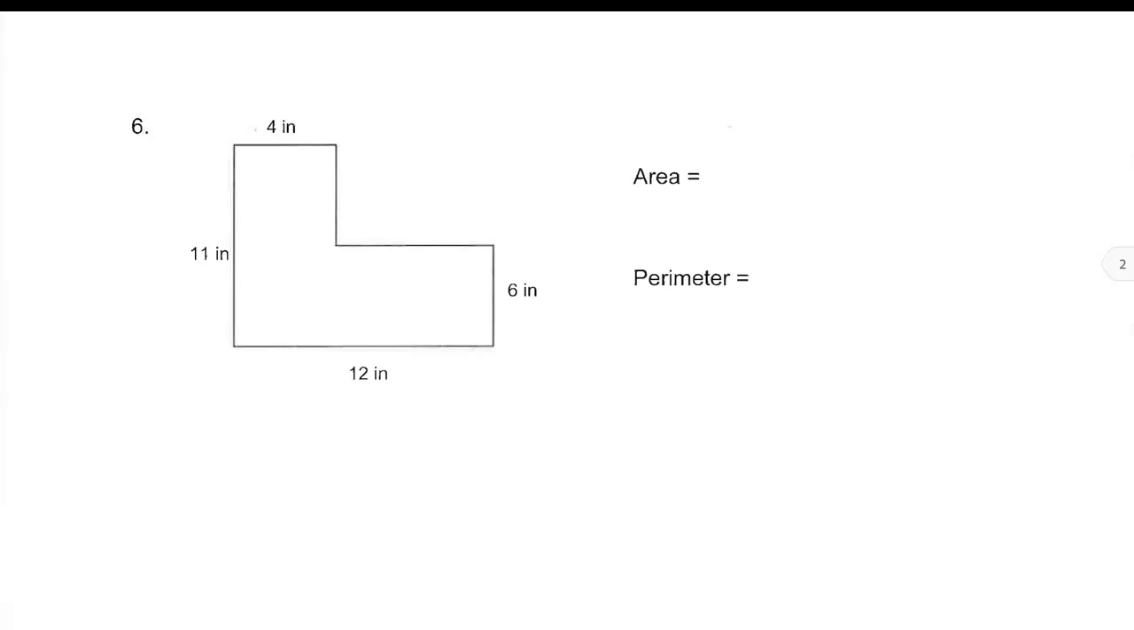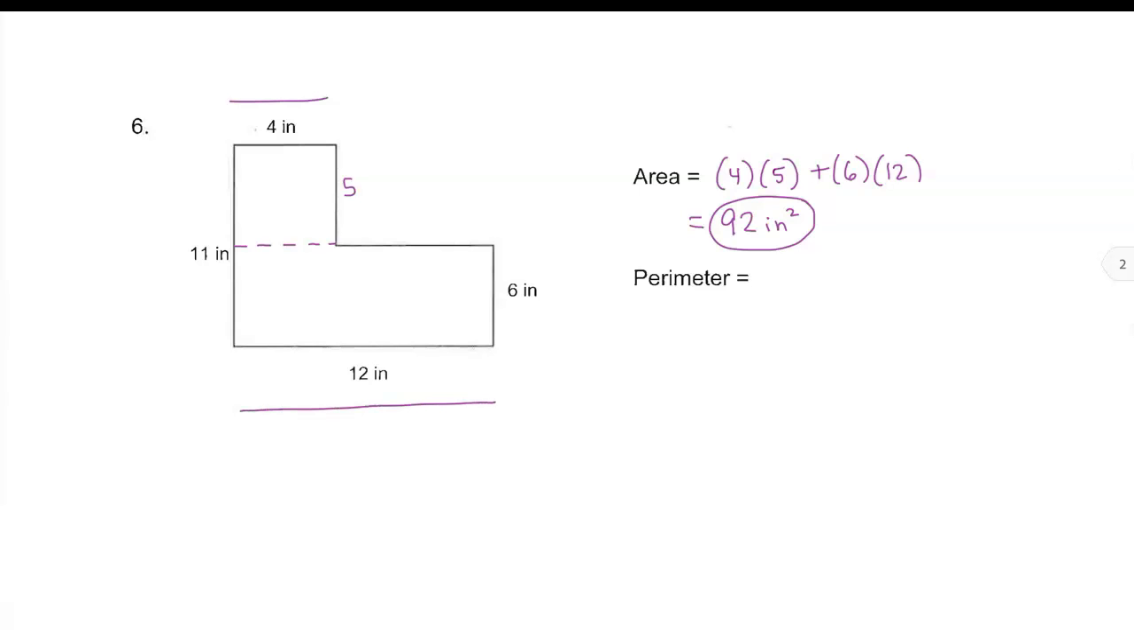Number 6. You can draw in the missing rectangle in the corner, or you can dissect the shape like this and just look at the 2 rectangles. Since the left side is 11 inches and the right side is 6, that leaves 5 inches left for the height of the top rectangle. The top rectangle's area is 4 times 5, and the bottom rectangle's area is 6 times 12. Type that straight into your calculator. 92 inches squared.